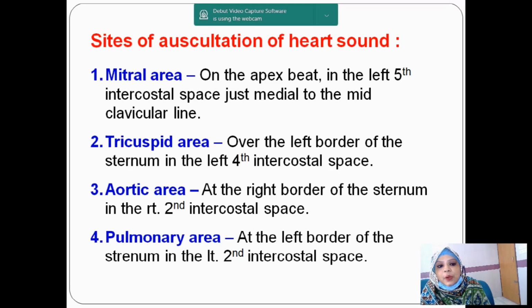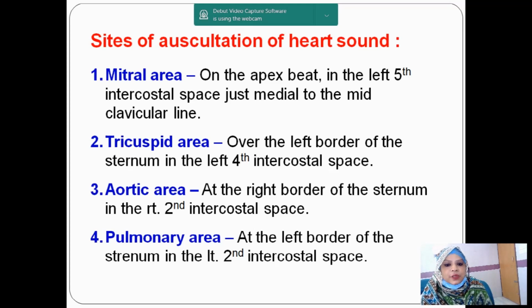So we can auscultate the first heart sound in the mitral area and tricuspid area. Now the aortic area and pulmonary area: the second heart sound we can auscultate there. Remember this: mitral area and tricuspid area for the first heart sound, and aortic area and pulmonary area for the second heart sound.